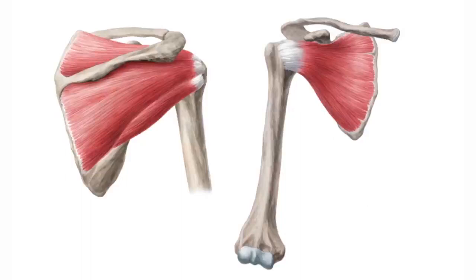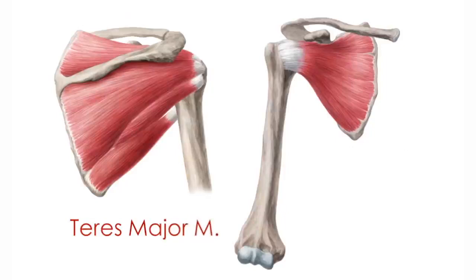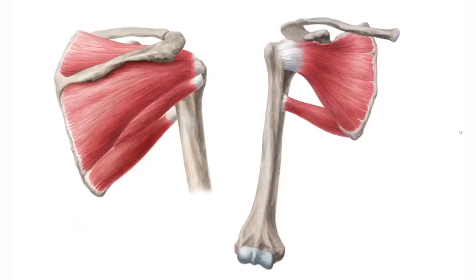So I can show you the next muscle that plays a role in stabilizing the shoulder joint, and this is the teres major muscle. I just showed you posteriorly, but I will also show you anteriorly, and this is it. The teres major is inserting on the crest of the lesser tuberosity, and that's why it's also playing a role in stabilizing the shoulder joint.